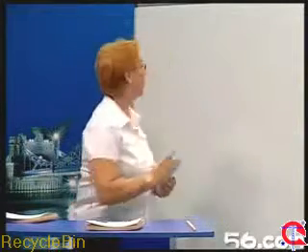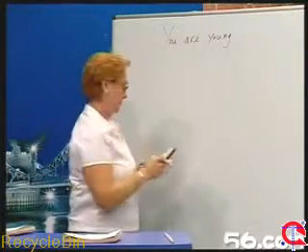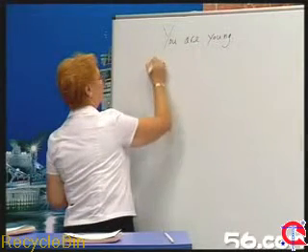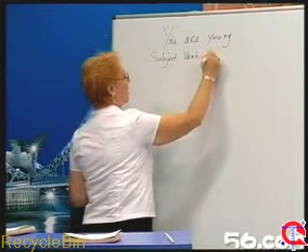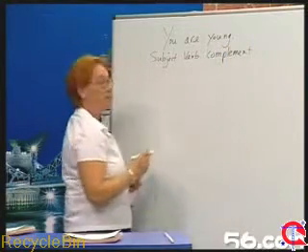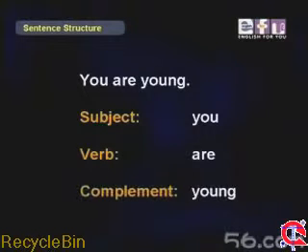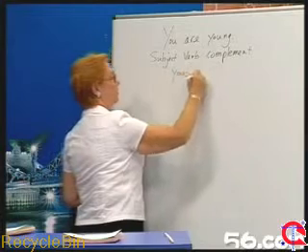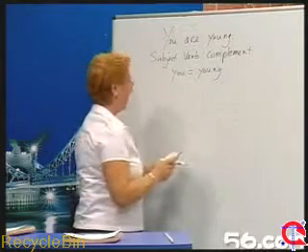Now, before we saw this sentence, you are young. You are young. And these are the parts: subject, verb, and complement. And remember, you are young. Subject, verb, complement. Because you are young.